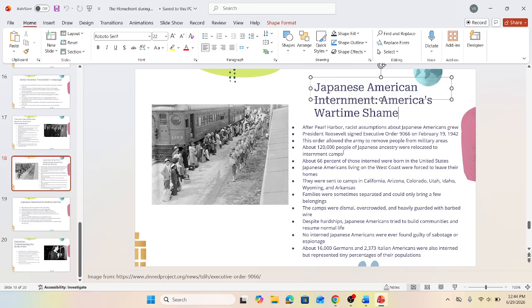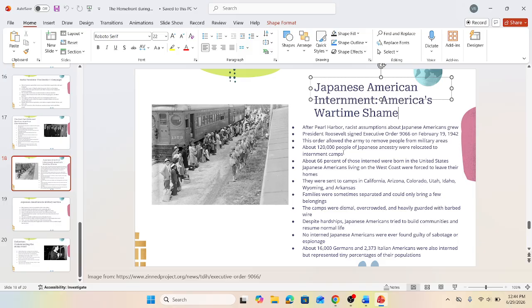Families were separated, and the camps were horrible. They're overcrowded, heavily guarded, barbed wire. People were not always fed enough. But Japanese Americans tried to build communities and resume normal life, waiting for the war to end. No Japanese American who was sent to a camp was ever found guilty of sabotage or espionage, ever.